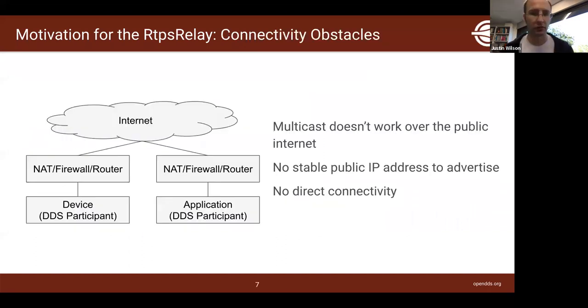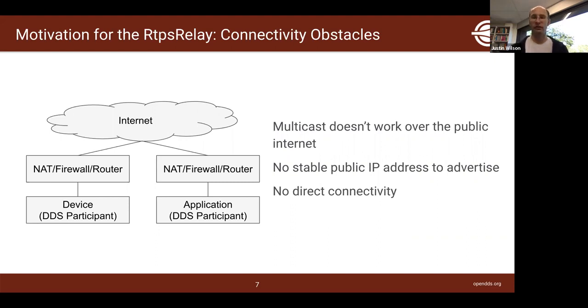So that leads us to some problems immediately. First, multicast doesn't work over the public internet. So there's no way for the device to send an SPDP message to the application using a multicast channel because it's just not gonna work. The second problem is that there's no stable public IP address to advertise. The IP address of the NAT firewall router on both sides can change. And especially given that the application part can be mobile, its public IP address might change during the session. So there's not a stable public IP address to advertise.